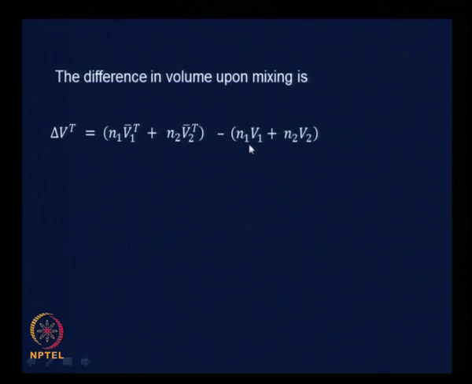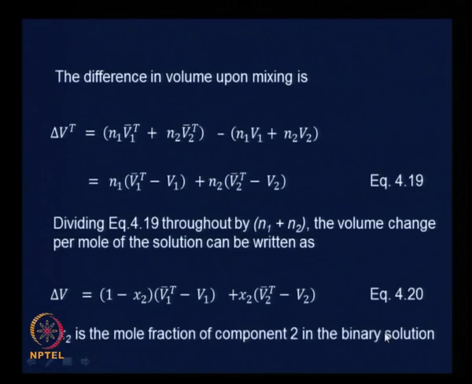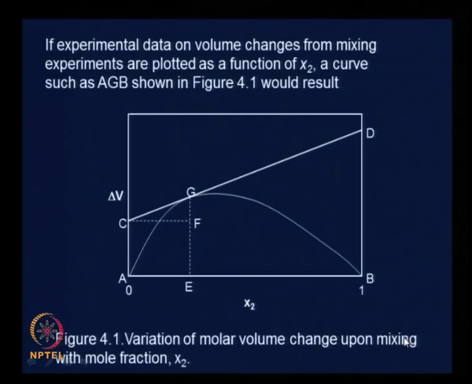Note these are molar quantities, therefore, when you multiply by the mole numbers, you get the total quantity. So, the volume after mixing minus the volume before mixing, that is delta Vt, which can be transposed into a convenient form: (1 minus x2) times (V1 T hash minus V1) plus x2 times (V2 T hash minus V2), and this is what is plotted.